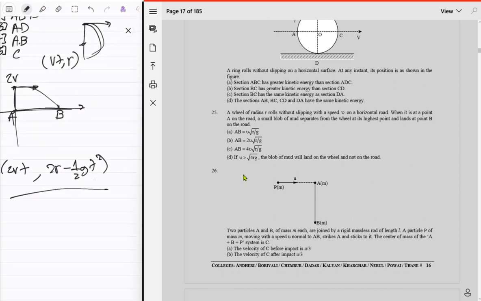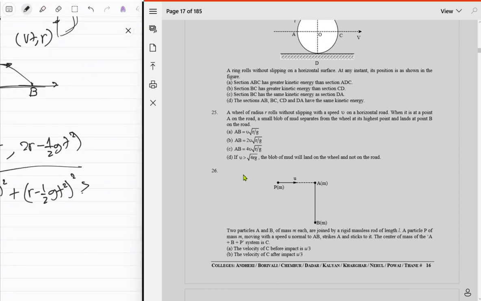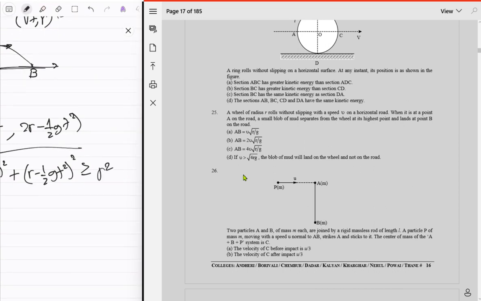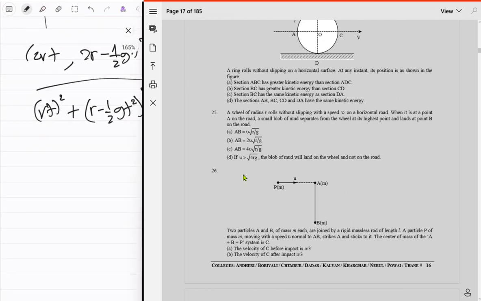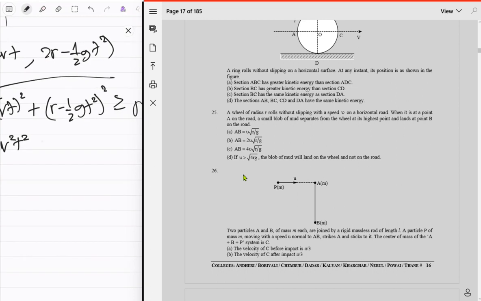So this should not be inside the circle, basically, right? What you get is (vt) squared plus (r minus half g t squared) squared. This is always bigger than or equal to the distance from this point for sure. This is bigger than or equal to r squared for any t value, right? This should happen. That means v squared t squared, with r, and then plus, dropping the rest, negative r g t squared, because that is the thing.